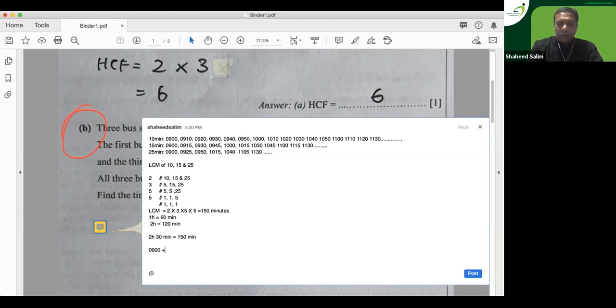So you must plus 2 hours and 30 minutes to find the next occurrence where all of them will leave the depot. So 9 a.m. plus 2 hours is 11 a.m. Then plus another 30 minutes, 11:30. This is method number 2. Method number 1, you list all of them. Which part are you confused?